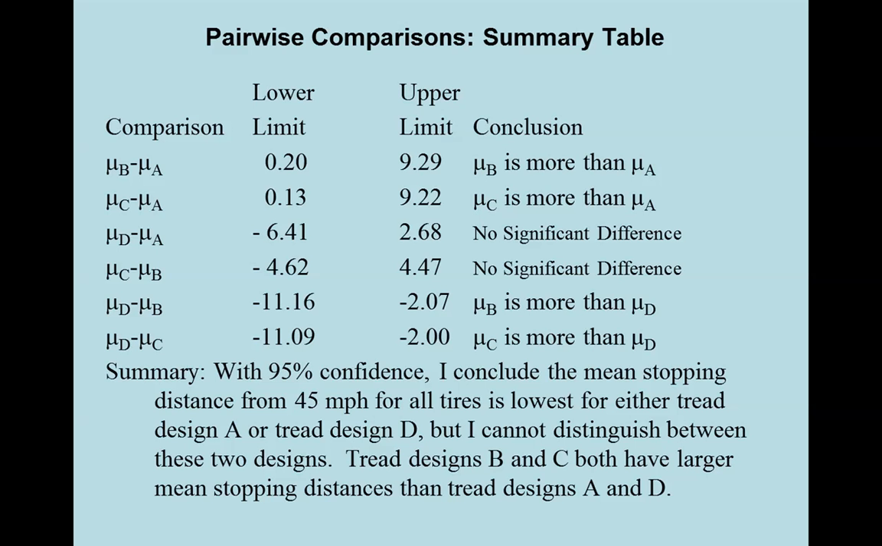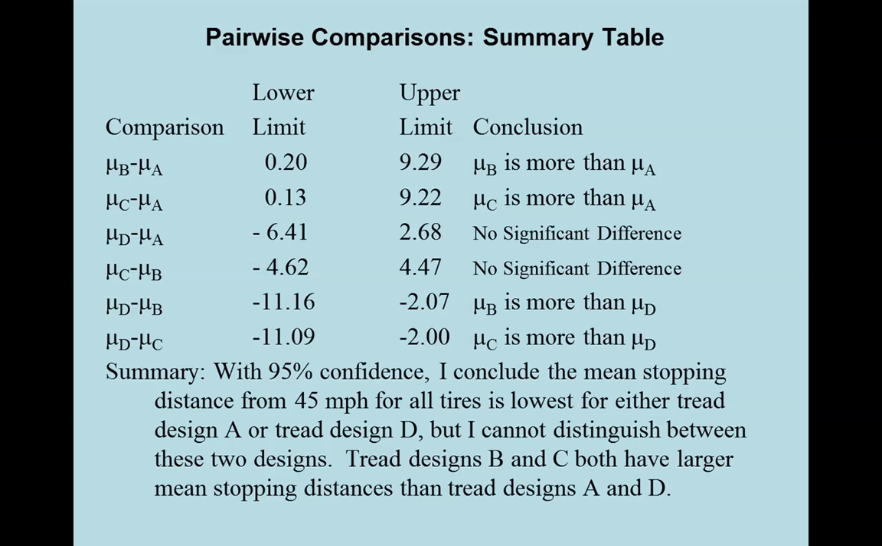Now look at the next one. Mu sub D minus mu sub A. Now we get a lower limit that is negative, negative 6.41, and an upper limit that is positive, 2.68. So since it goes from a negative to a positive number, 0 would be included in the interval. So what this is going to tell me is that I can't really make a determination. I can't say that the two means are significantly different. So I would write no significant difference there.